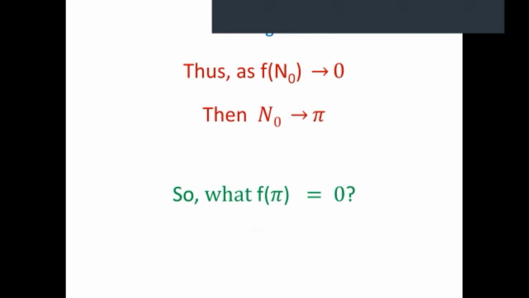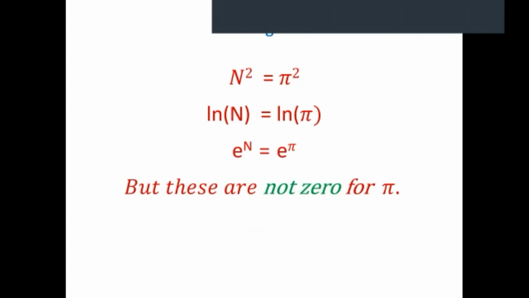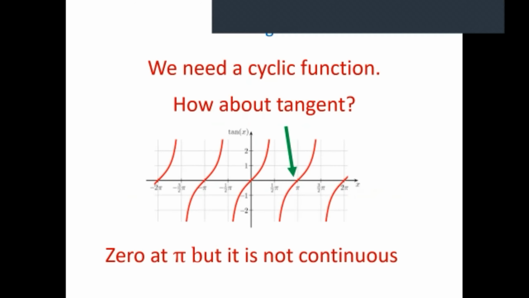Think about it. Well, if you look at pi squared, no, that's not 0. If you look at the log of pi, that's not 0. If you look at e to the pi, that's not 0. Besides, we need a cyclic function because we're going to do this iteratively and we want it to approach pi.